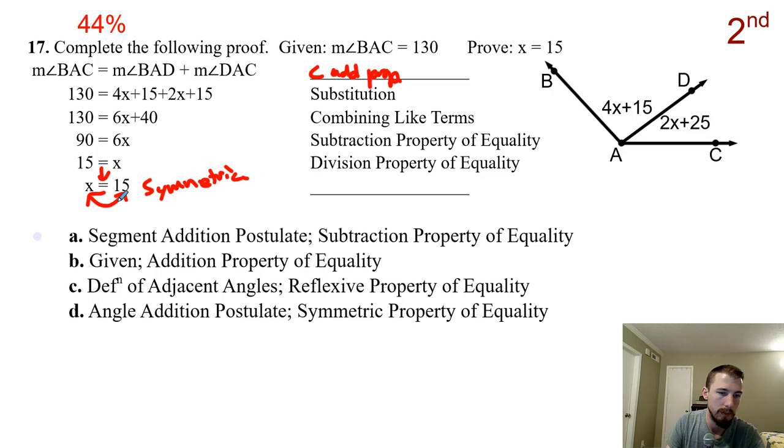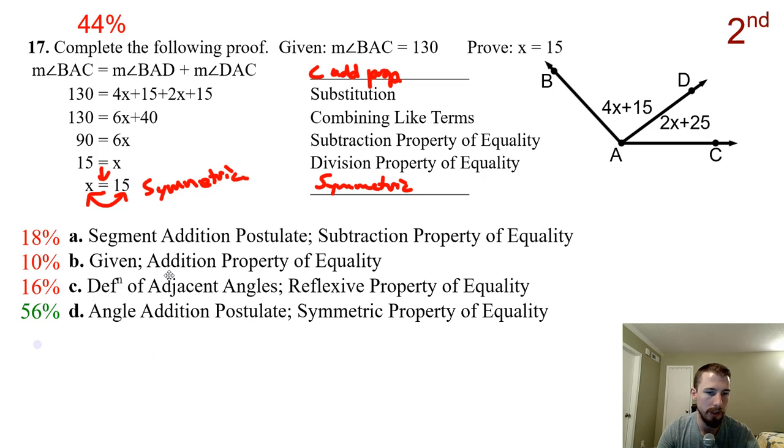So the symmetric property of equality is similar to the commutative property, but we're switching the order about an equal sign. So we have symmetric and the angle addition postulate. So angle addition postulate and symmetric property of equality. So the answer would be D as in delta. So kind of all over the place on that one.